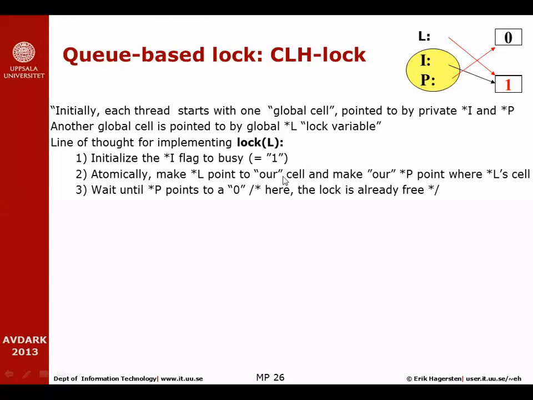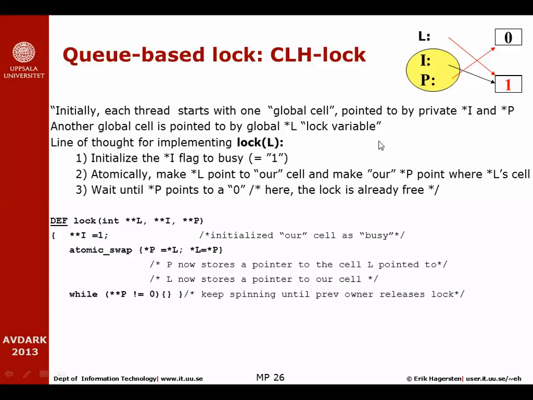And the third step here is to wait until whatever P is pointing to is equal to 0. Well, right here, L was initially free. So this will be good news for this lock. We will actually be able to acquire this lock right away. This is how you would implement this lock.